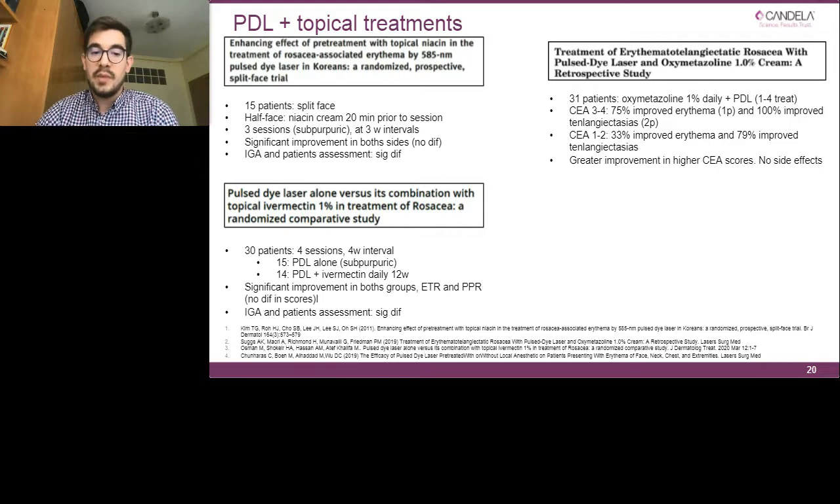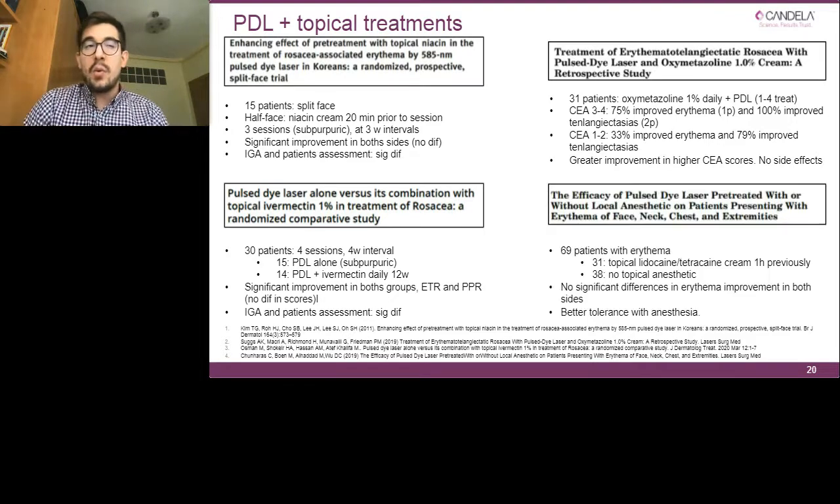15 of them just PDL, the other 40 with PDL plus ivermectin, and they see that there are no significant differences in both sides regarding the objective response. Both the investigator general assessment and the patient general assessment show a significant difference, better in favor of the combination of ivermectin and PDL. And something that I find also important is the results using anesthesia.